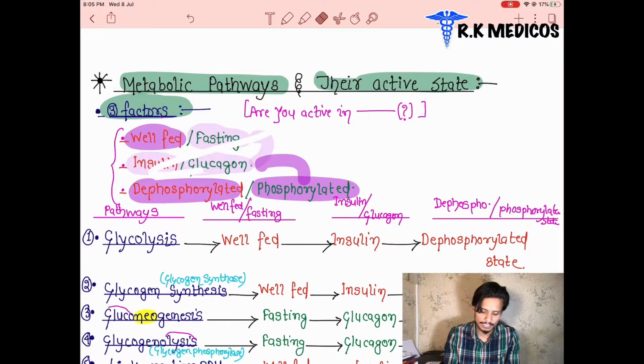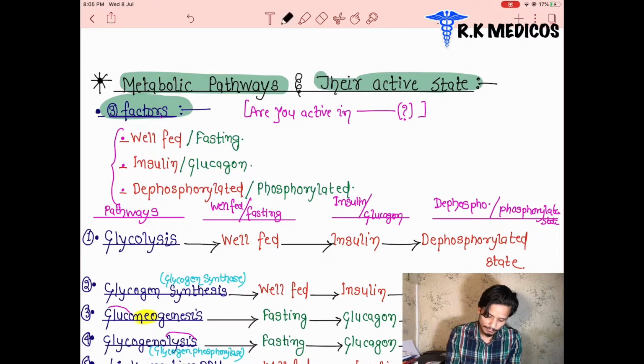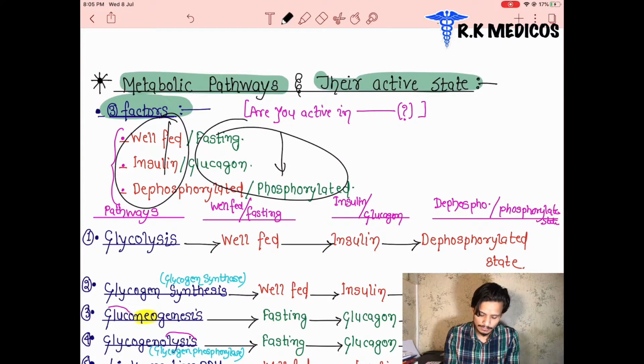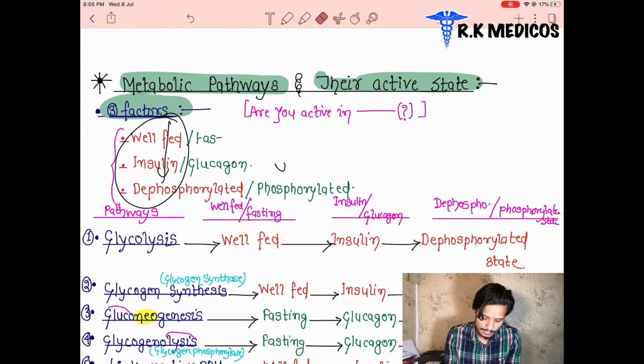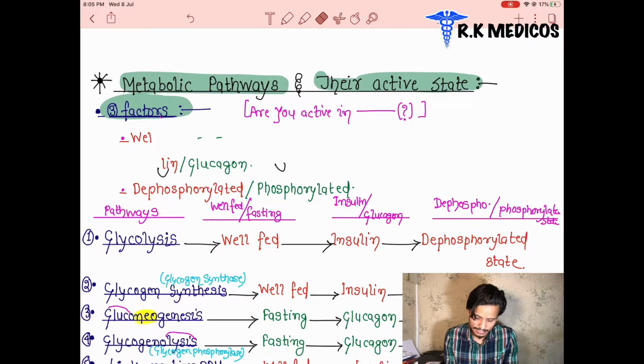So these are the sequence. We have to memorize it in this way. We can see these three go together and these three go together. These three are well fed state, insulin and dephosphorylation, done by the three factors in the metabolic pathway, and the fasting, glucagon and phosphorylation is the other pathway. These are the three sequences. Next one we can see here.